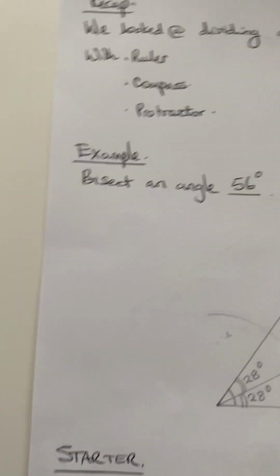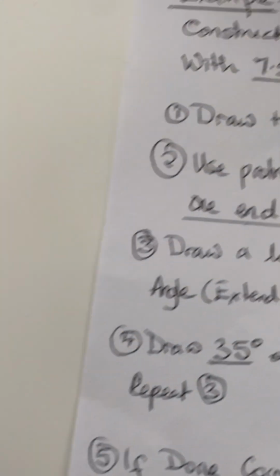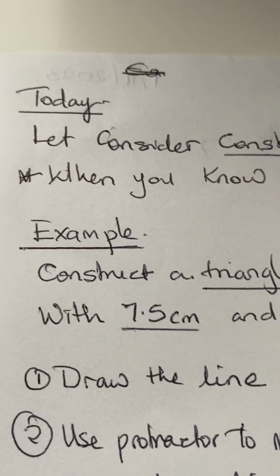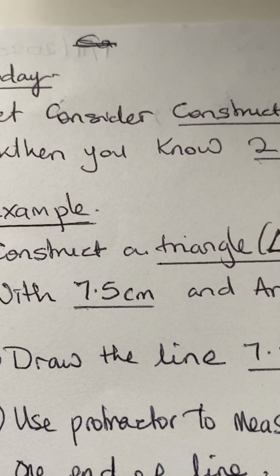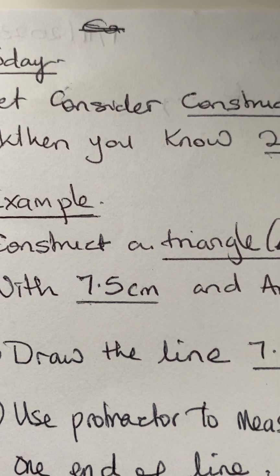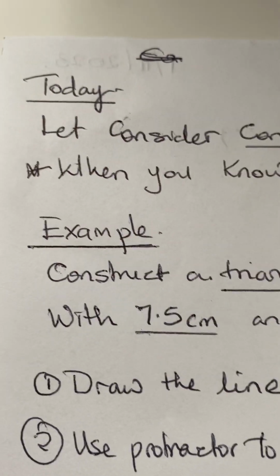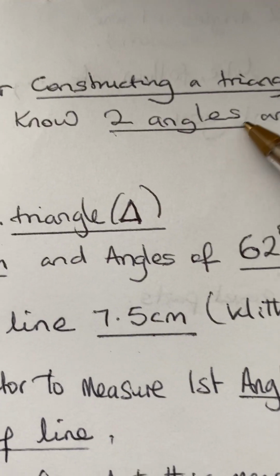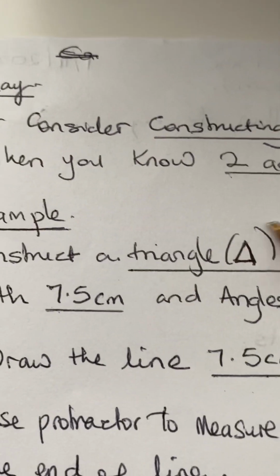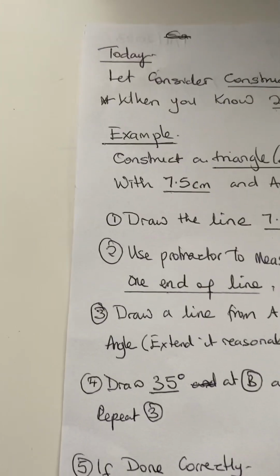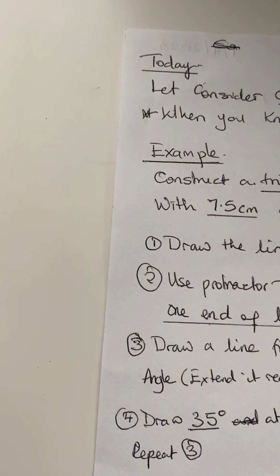Okay, now today, another thing to learn which involves little calculation, but assuming it came in the exam, you can get 1 or 2 or 3 marks. We can push you higher in the grade boundary. Okay, now today let's consider constructing a triangle when you know 2 angles and 1 side. Okay, I will show you how to do it and I'll talk you through step by step.